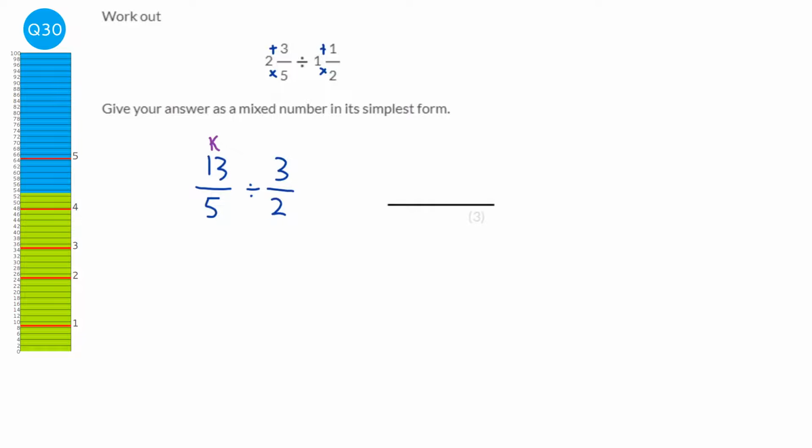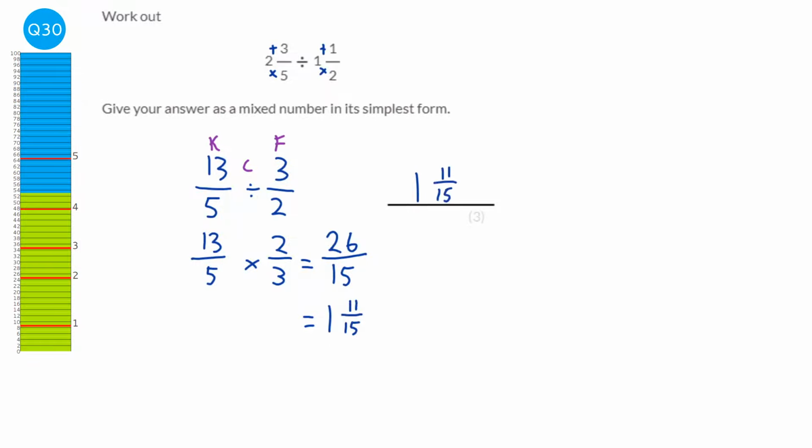Then we're going to keep the first fraction, flip the second fraction, and change the sign. So it becomes 13 over 5 times, and then we're going to flip that, so it's going to be 2 over 3, times the tops would be 26, times the bottom, which would be 15. Now 26 over 15, there are 1/15s that go into 26, so that would be a big 1, and that leaves a remainder of 11, so it would be 11 over 15. So our answer would be 1 and 11 over 15.